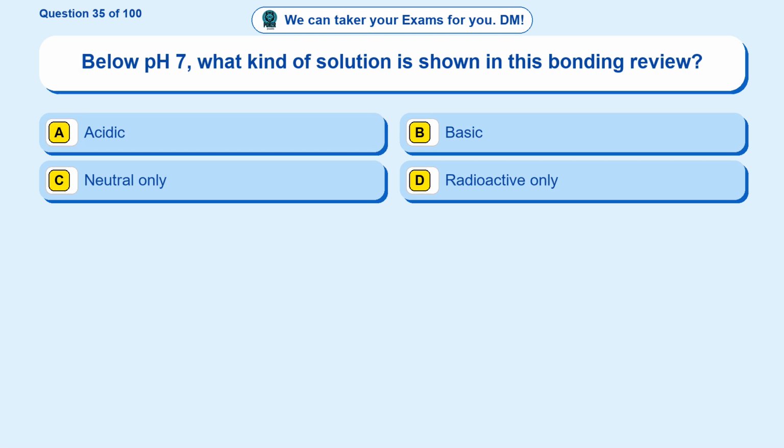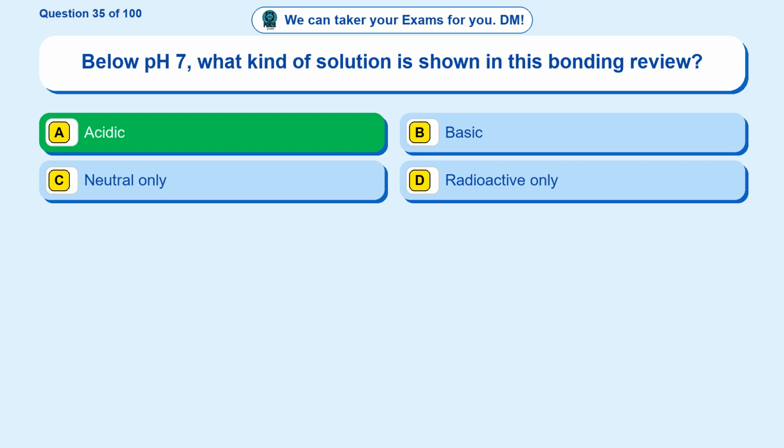Question 35. Below pH 7, what kind of solution is shown in this bonding review? Option A, acidic. Option B, basic. Option C, neutral only. Option D, radioactive only.